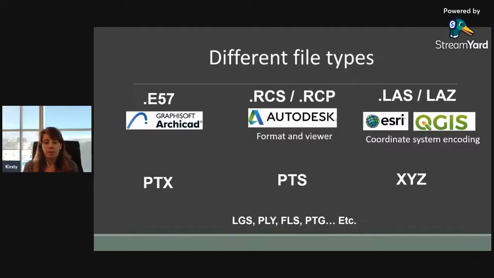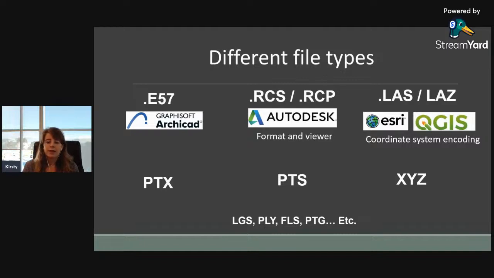E57 files are probably the one that you will hear of the most when it comes to point clouds. These are kind of like the PDF of point clouds. They're quite fast and lightweight and can be read into lots of different programs. The most common one for that is actually ArchiCAD. When we go to Recap files, they're a little bit different because it's both a format and a viewer. So you can open up the Autodesk Recap viewer that also passes around Recap files. So that can get a little bit confusing.